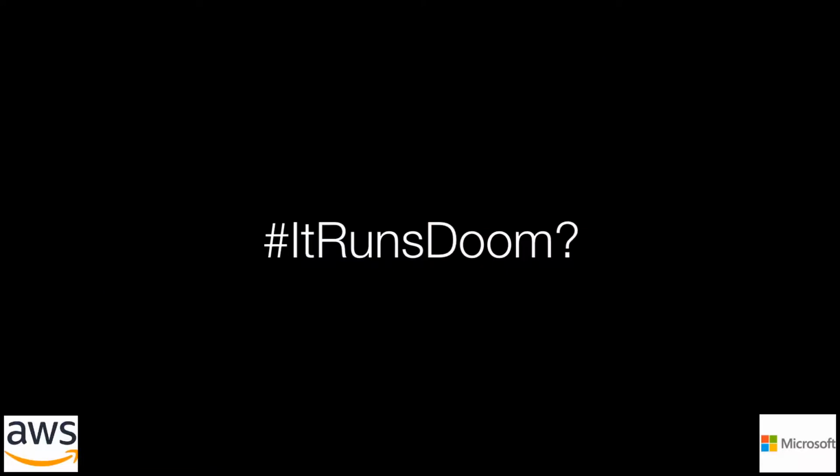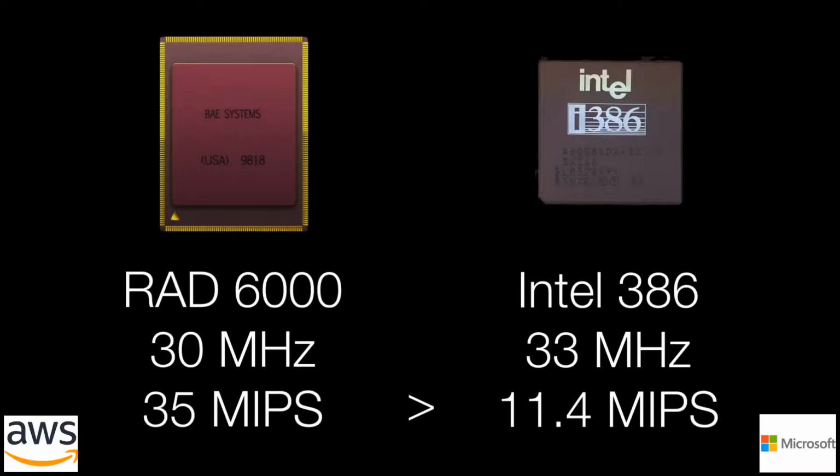So would any of these have been able to run Doom? Well, if you look at the RAD 6000 against the absolute minimum you need to run Doom, being an Intel 386, the RAD can do it. It's got 35 MIPS versus the minimum of about 11.4. And because it's clocked down on the rover to about 20 megahertz, it could still do it. So it would seem that we're in luck, but none of those rovers are running. So let's see what else we could use.